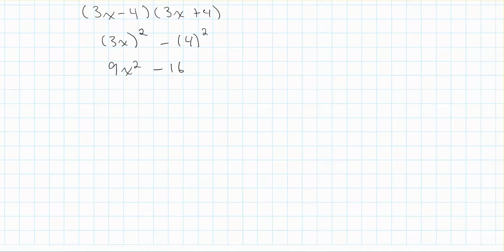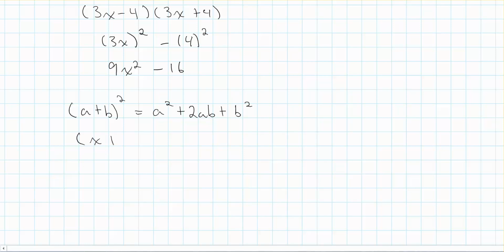Two of the other special products here would be if you have a plus b quantity squared. Now again, you could FOIL this out, but the special product is a squared plus 2ab plus b squared. So let's look at an example here. Let's look at x plus 3 quantity squared.